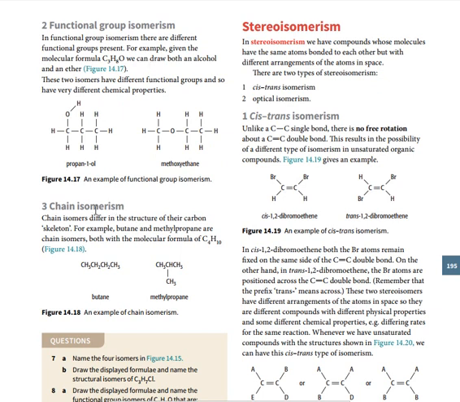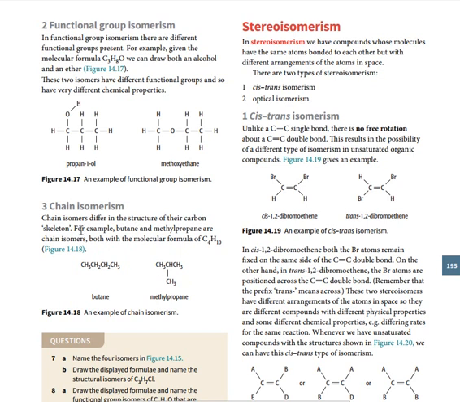The next one is chain isomerism. In this case, you have the same molecular formula but different carbon skeletons. So in this case, you have butane. Butane has this carbon skeleton, while methylpropane has this carbon skeleton.